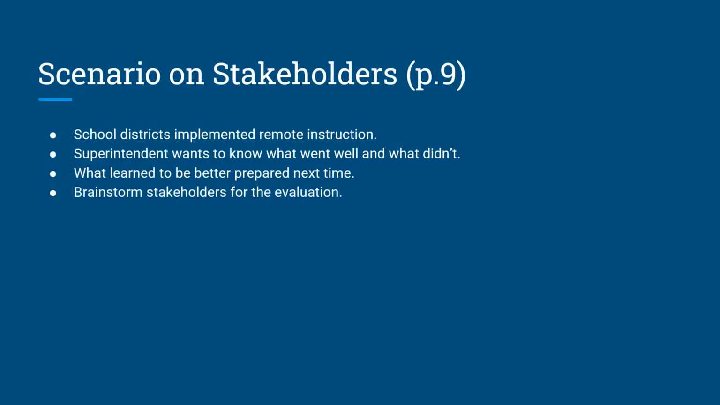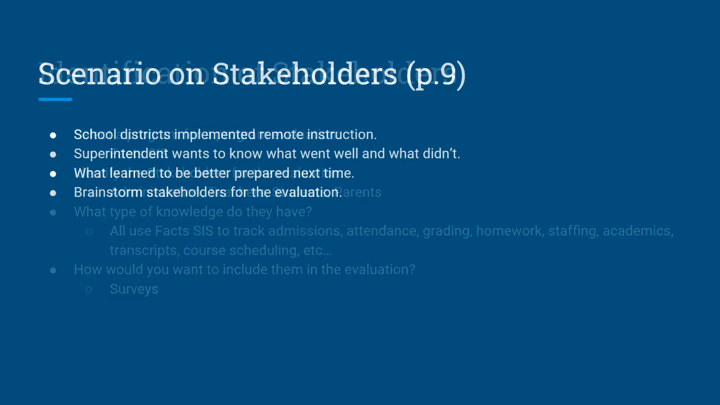In considering all the scenarios for stakeholders, a few examples were used in the text. So school districts that implement remote instruction, superintendent could want to know what went well and what didn't. It's important to know what is learned to be better prepared for the next time. And then it's important to brainstorm specifically what stakeholders you would need to produce that evaluation.